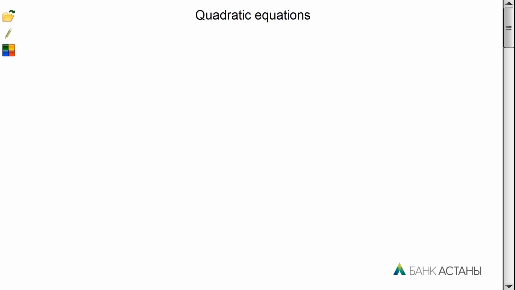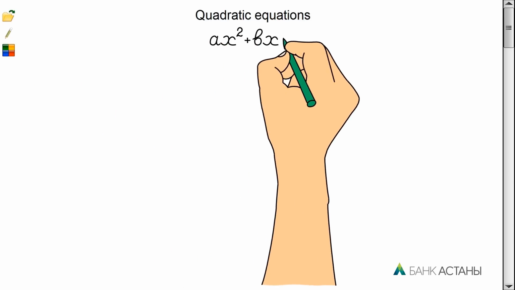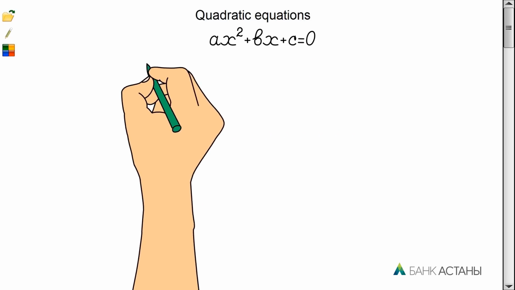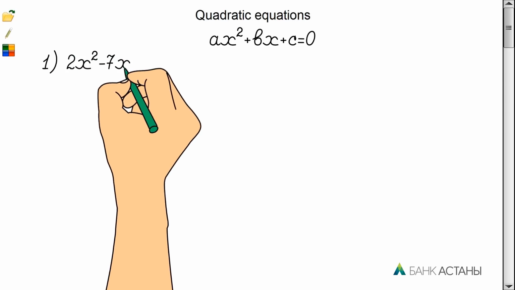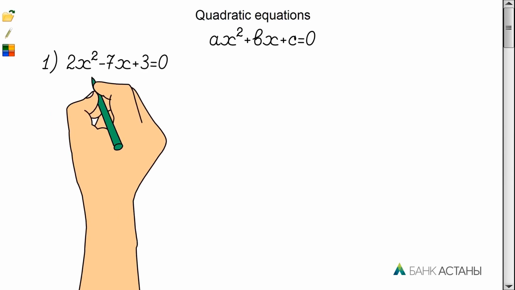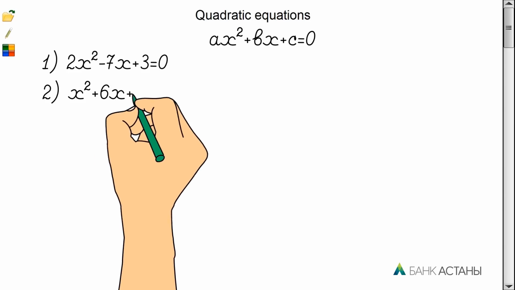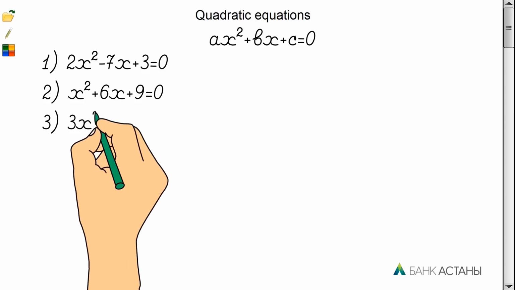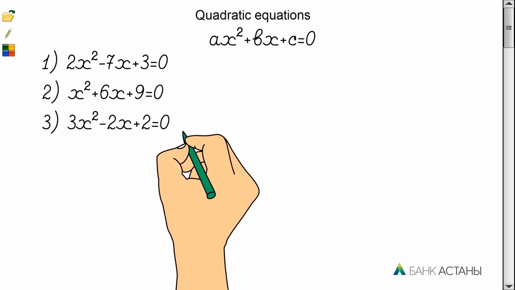A quadratic equation is any equation of the following form: ax² + bx + c = 0. Let's write some examples of quadratic equations. 2x² − 7x + 3 = 0. The next equation is x² + 6x + 9 = 0. And the last example is 3x² − 2x + 2 = 0.